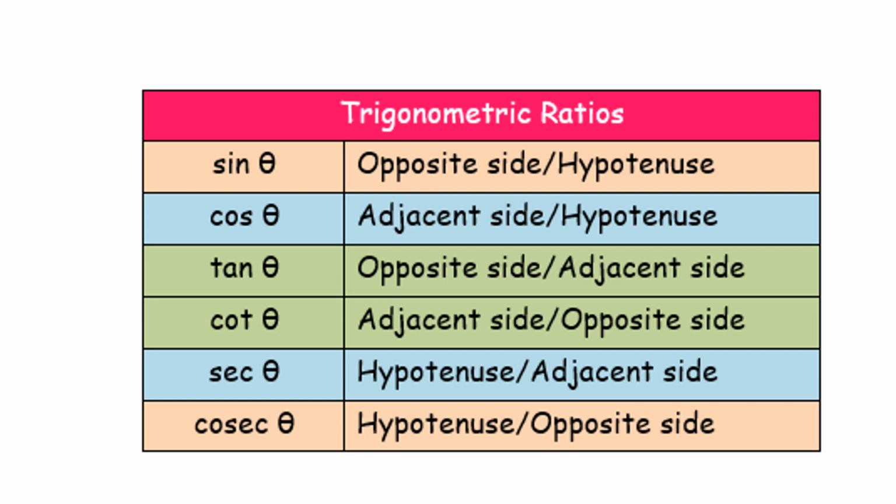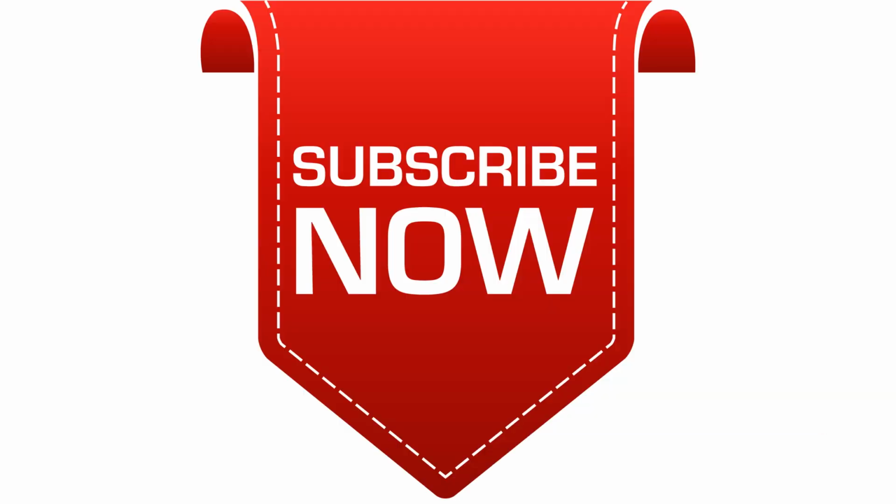So what are the trigonometric ratios for sine theta, cos theta, tan theta, cot theta, sec theta and cosec theta? Sine theta is opposite side by hypotenuse. Cos theta is adjacent side by hypotenuse, whereas tan theta is opposite side by adjacent side. Cot theta is adjacent side by opposite side. Sec theta is hypotenuse by adjacent side, whereas cosec theta is hypotenuse by opposite side.